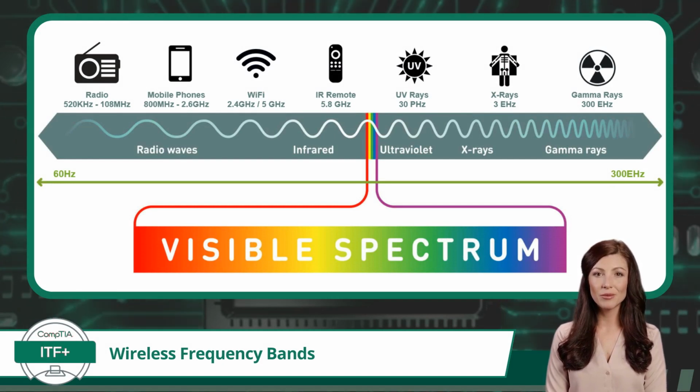The electromagnetic spectrum chart behind me shows the entire range of electromagnetic frequencies. This is just to give you an idea of the vast nature of wireless signal frequencies. But we are going to hone in on the two main ranges or frequency bands used by Wi-Fi. These frequency bands are the 2.4 GHz band and the 5 GHz band.